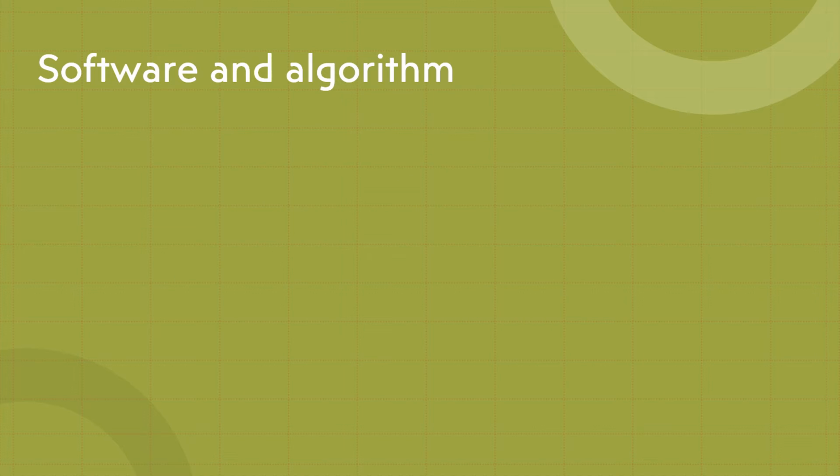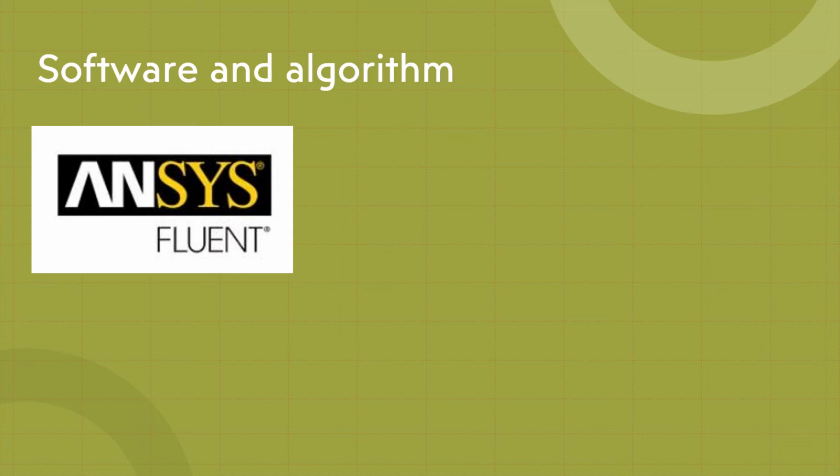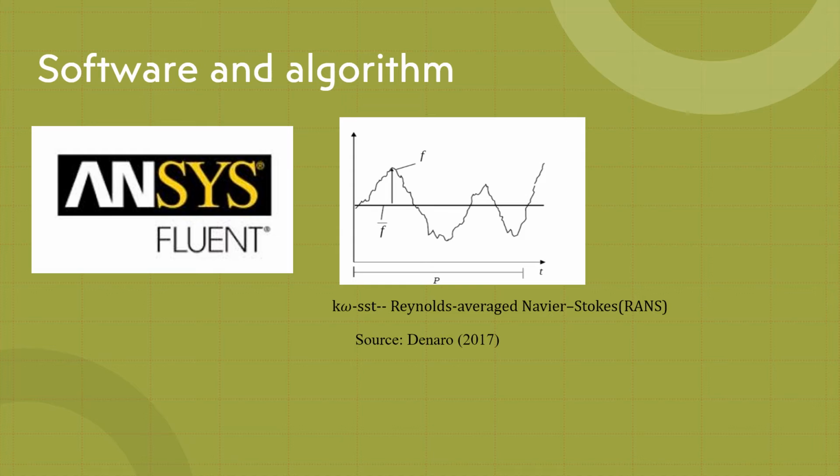So let me talk about the software and algorithm applied in this research. The software I'm using is ANSYS Fluent, which is simulation software to simulate fluid dynamics. And the algorithm I'm using is k-omega SST. k-omega SST is an algorithm of the Reynolds-Averaged Navier-Stokes equations, also known as RANS. And the mechanism of RANS is as shown in the graph at the right-hand side.